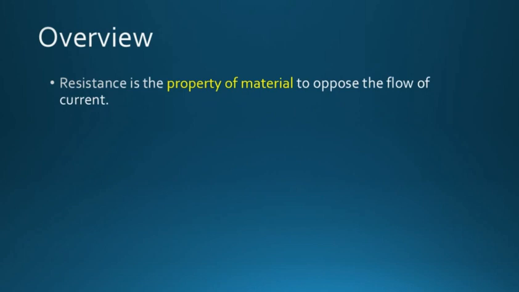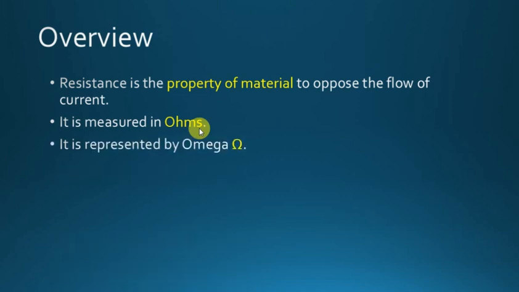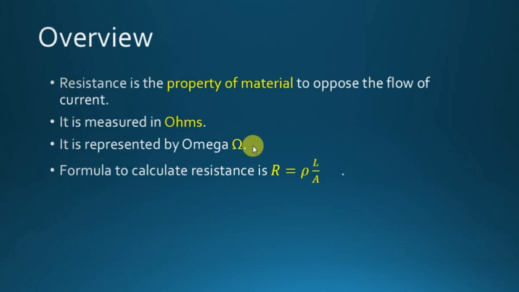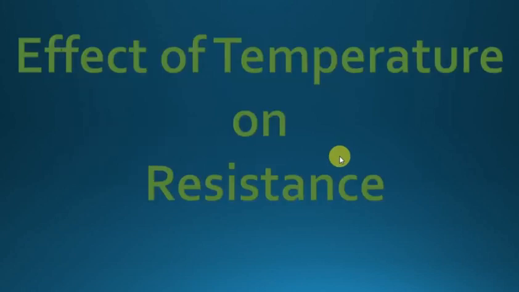The points to remember from this lecture are as follows. Resistance is the property of a material to oppose the flow of current. It is measured in ohms and represented by omega. The formula for resistance is rho L over A. Our next topic is the effect of temperature on resistance, which we will discuss in the next video.